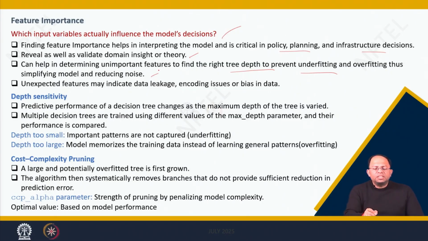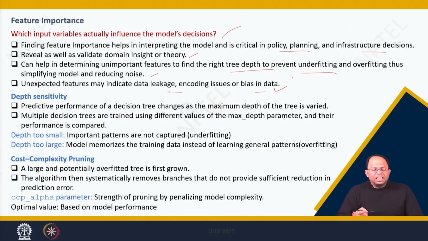Unexpected features may indicate data leakage, encoding issues or bias in data. Sometimes we find some feature becoming very important, but I know theoretically that it does not have much influence on the final outcome. In that case, there may be some problem in the data. So that also is an indicator. That's why we always do feature importance.